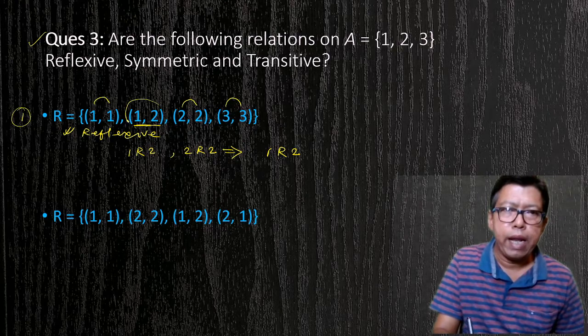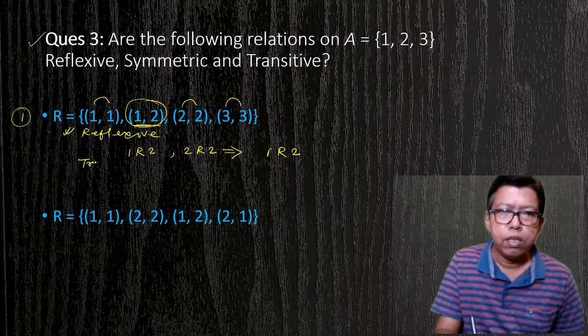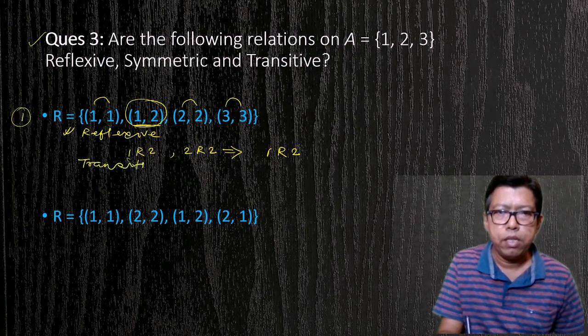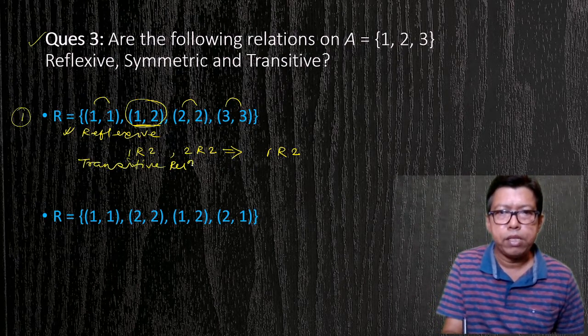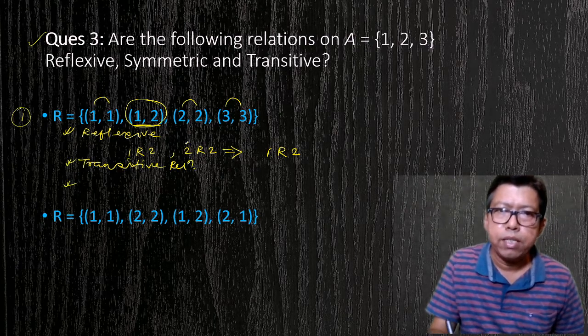1, 2 is an element of the relation R. Okay, so this is a transitive relation. Next, check whether it is symmetric or not.